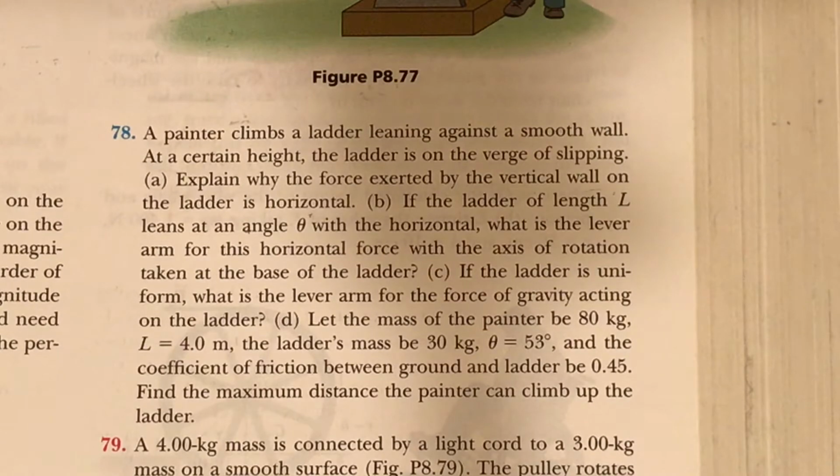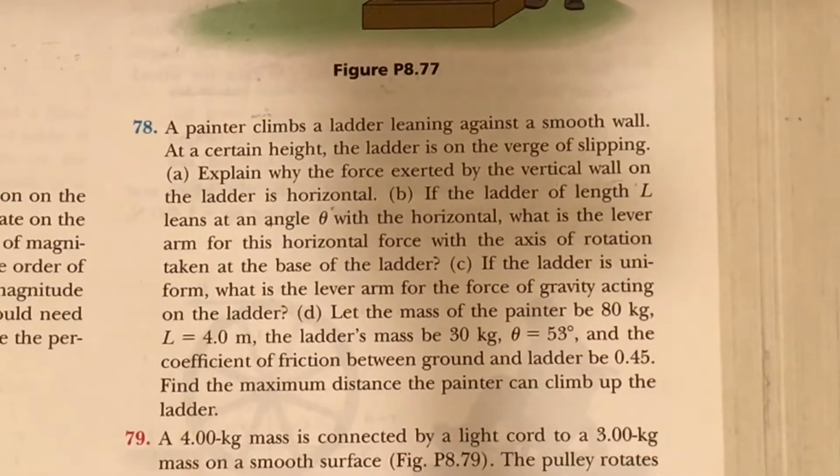B. If the ladder of length L leans at an angle theta with the horizontal, what is the lever arm for this horizontal force with the axis of rotation taken at the base of the ladder? C. If the ladder is uniform, what is the lever arm for the force of gravity acting on the ladder? And we'll get to D later because that's not our concern right now.